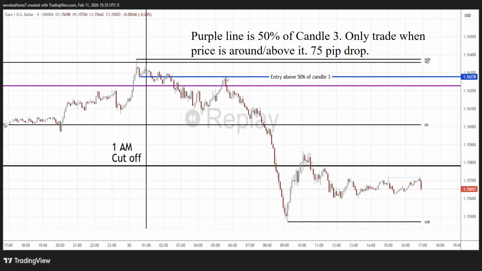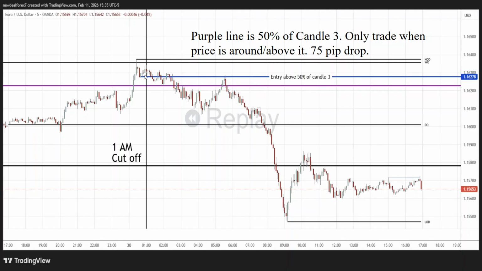And it did give a retrace right here and then before it tanked. I don't have the fair value gaps marked on these. I really don't think there were any until this move down here. But at the same time, anywhere above the 50% level would have been fine. This purple line right here is 50% of candle 3.